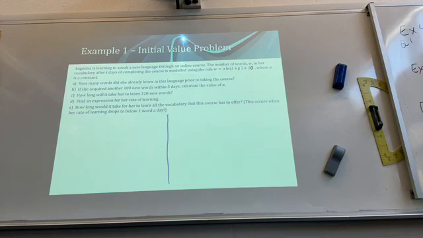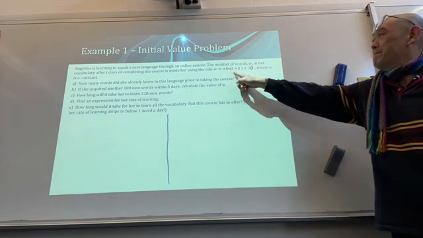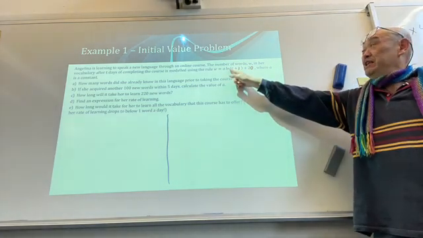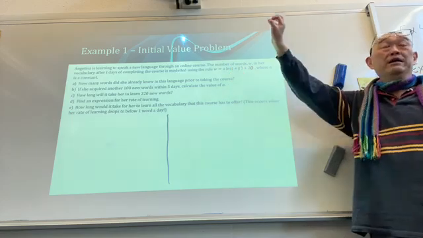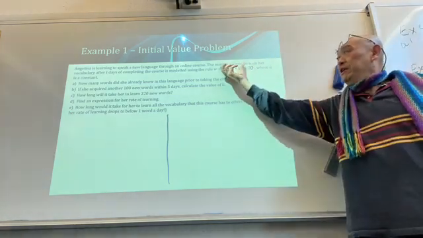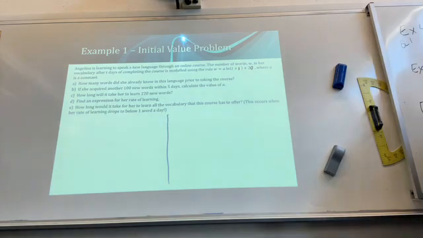So now looking at part A, how many words did she already know in this language prior to taking the course? All right, 20. Why? When t equals 0, log 1 is 0, correct? So therefore, initial, that's 20.